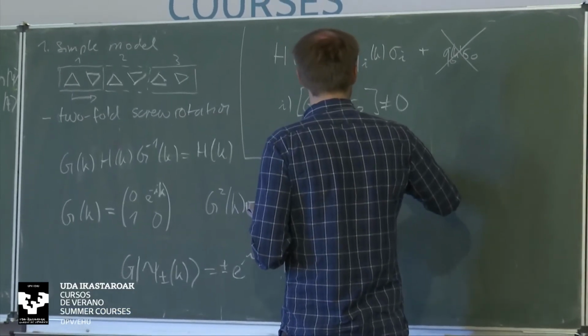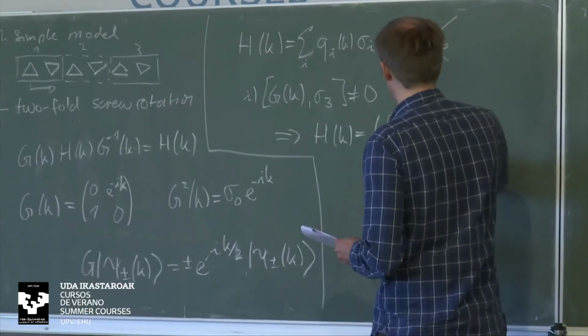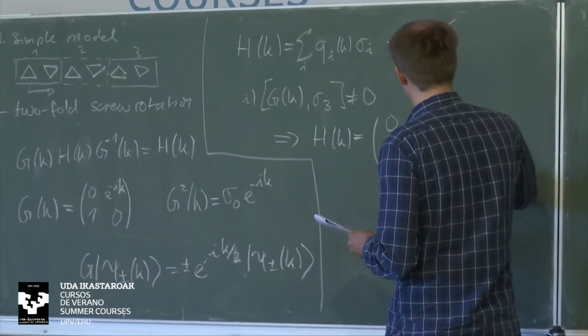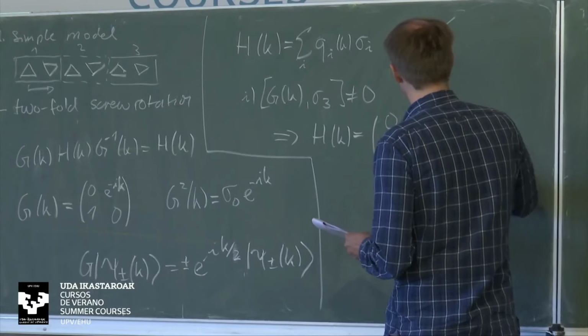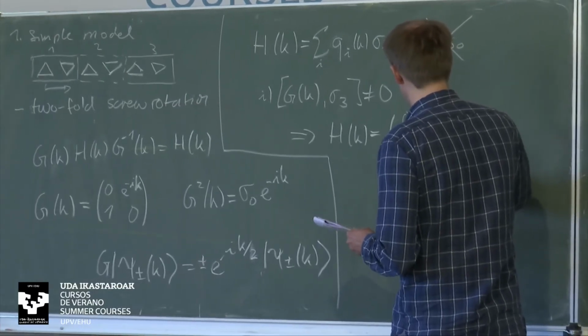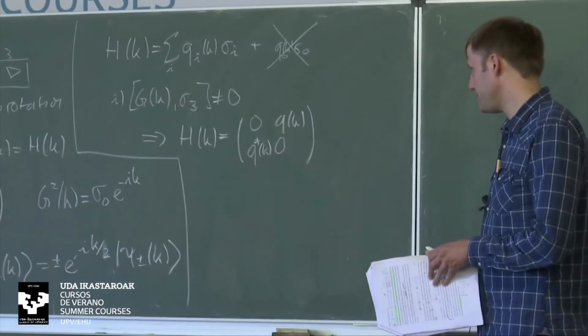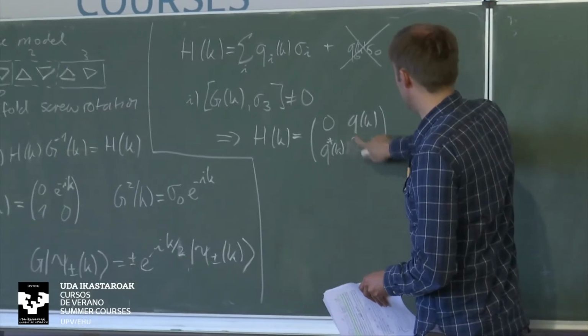So that means the Hamiltonian is therefore off diagonal. So we can assume this simple form where we parameterize these off diagonal entries just by Q and Q star, where Q star is complex conjugation. And the diagonal entries are 0.